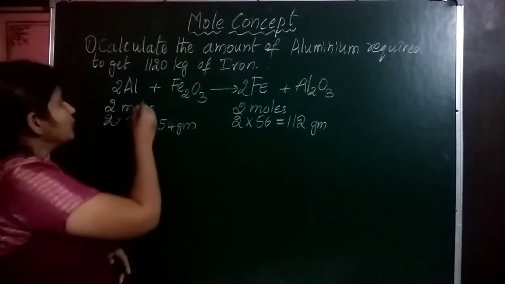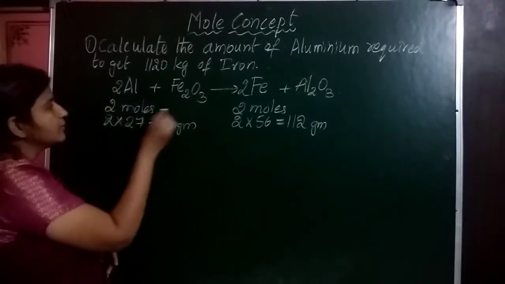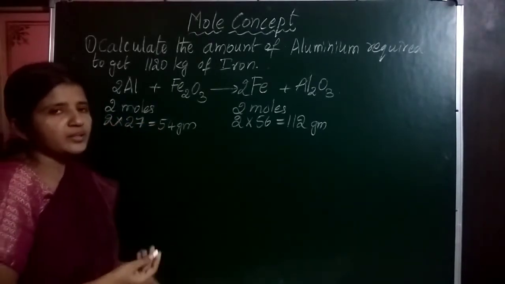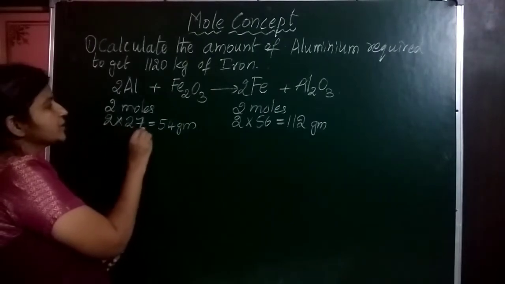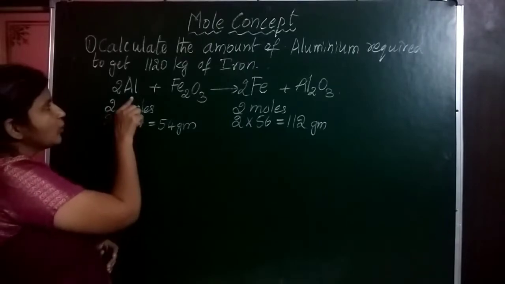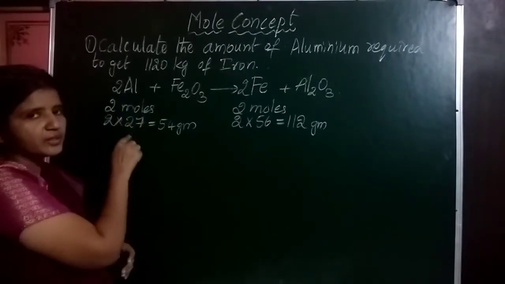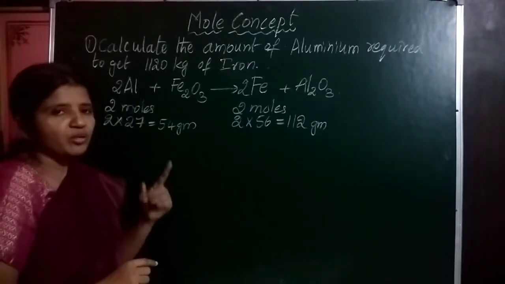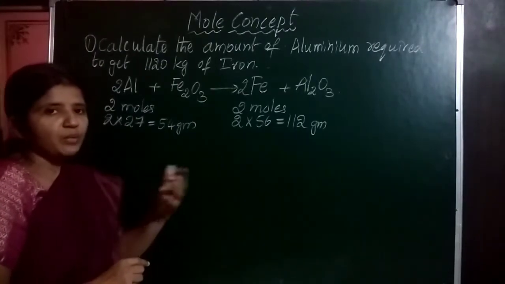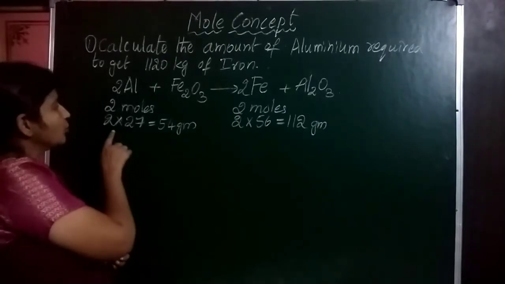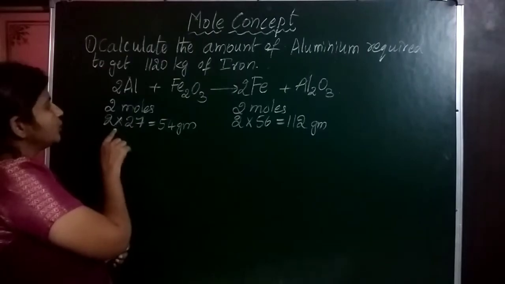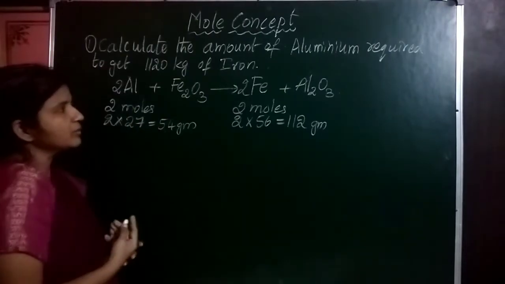Here, how many moles of aluminium are reacting? 2 moles. And 2 moles means how much amount? 2 into 27 equals 54 grams. 27 is the atomic weight of aluminium. You have to substitute: 1 mole of aluminium is equal to 27 grams, that is the mass number. So 2 into 27 is equal to 54 grams.